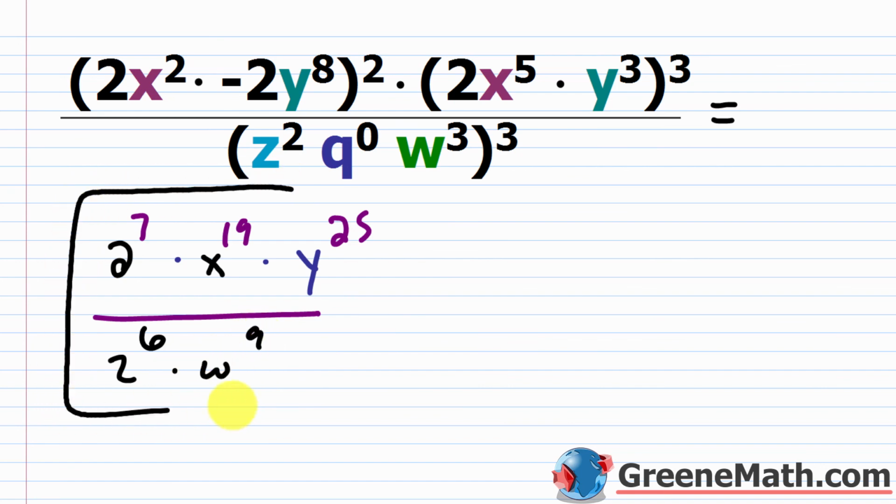So the final answer here is going to be 2 to the 7th power, or again, you can put 128, times x to the 19th power times y to the 25th power. This is over z to the 6th power times w to the 9th power.